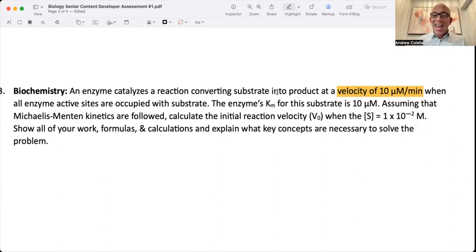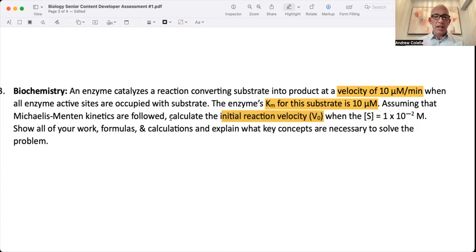The enzyme's Km, which is going to be a constant for this substrate, is 10 micromoles. Okay. Assuming that Michaelis-Menten kinetics are followed. So when you see something like this, you want to start thinking about, okay, am I familiar with that? Is that something I remember? Is this something I need to go look up? What is this Michaelis-Menten kinetics? What does that mean? Calculate the initial reaction velocity. So right away, it's telling us what we're going to need to find. We're going to need to calculate the initial reaction velocity, which is V naught. That's what we're going to be looking for.